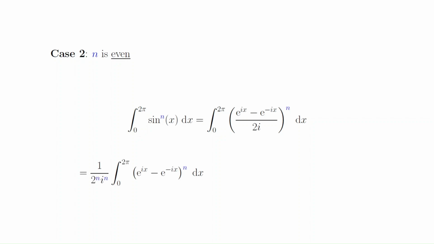Now we consider the case where n is even. We start with our integral, and we are going to use the complex representation of the sine, that is, in terms of exponential functions with imaginary exponents. We take the denominator out of the integral, since it does not depend on x. And now we multiply both the numerator and the denominator by i times e to the power of ix. This will make sense in a moment.